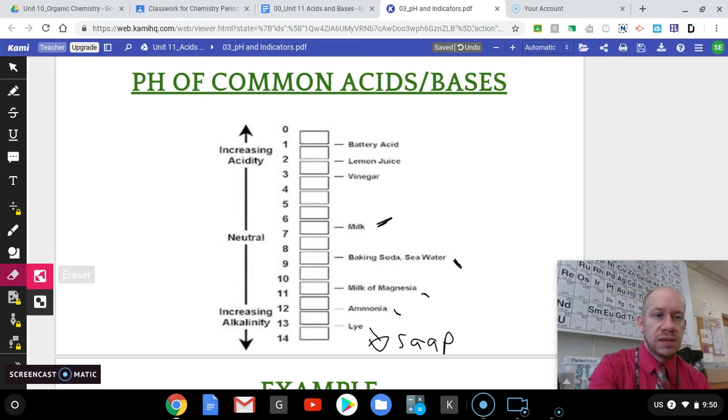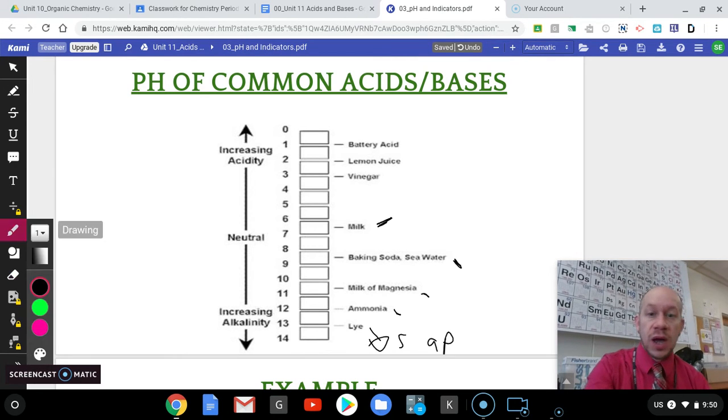I did it again. Soap. There should be an O. I'm trying to write saponification.